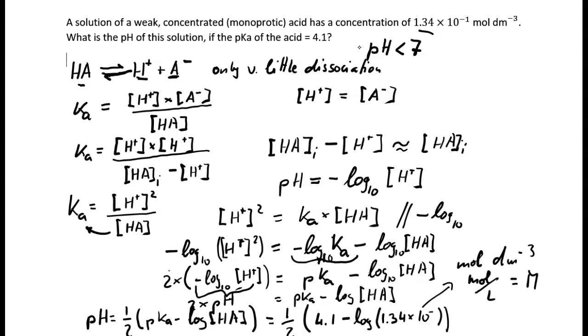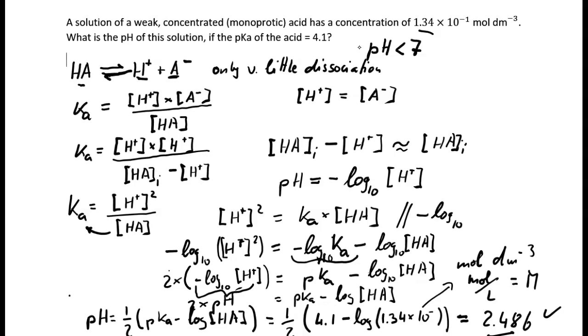Now, if we put this into a calculator, we should get for the pH 2.486. So that would be our pH. Now, if we compare it with what we said at the beginning, that it needs to be smaller than 7, we certainly find a pH that is smaller than 7. So it looks as if we are on the right track.